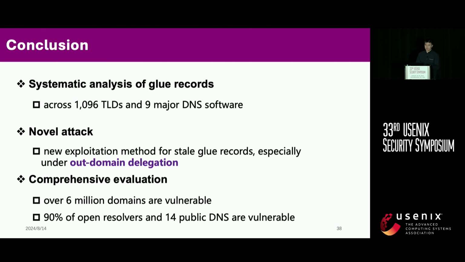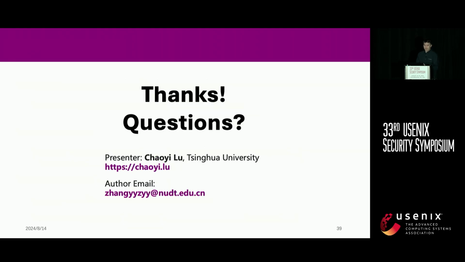To sum up, this work discusses the mismanagement and misuse of glue records and the security risks caused by them together. We show that under this threat model, millions of domains can be hijacked or be refused to resolve. Dozens of domain registries, DNS software, and public DNS services are susceptible, and we provide recommendations for more secure usage of glue records. And that's it for this talk.